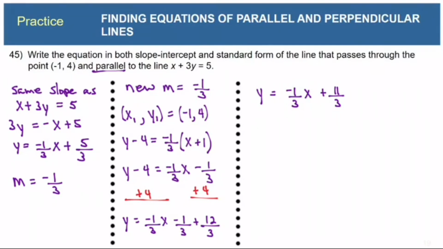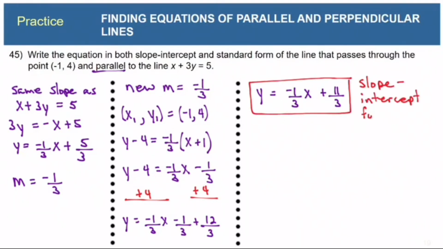Now let's go ahead and transform it into standard form. So we'll need to eliminate these denominators. I'll multiply everything on both sides by 3. And now we're going to have 3y. These 3's will cancel and these 3's will cancel. And on the right side, that will give us negative 1x plus 11.